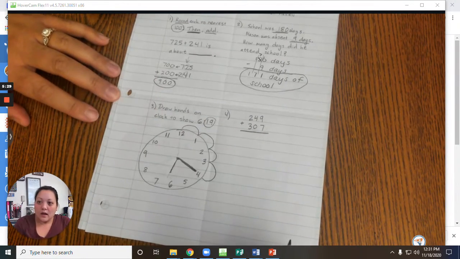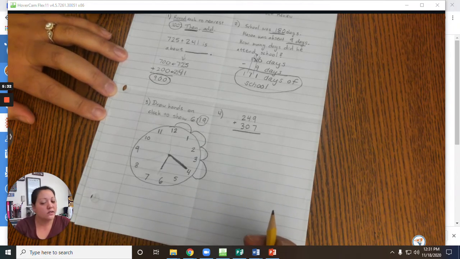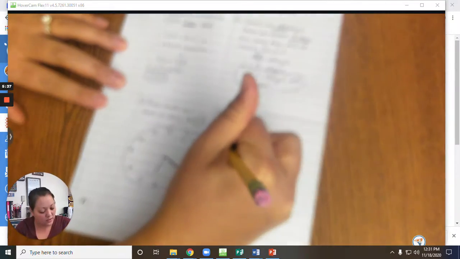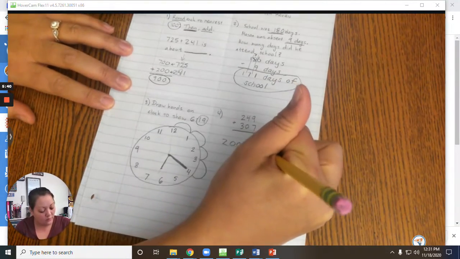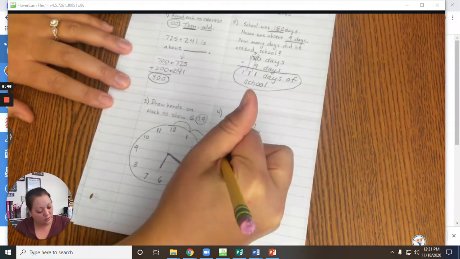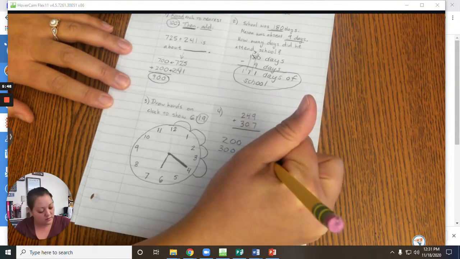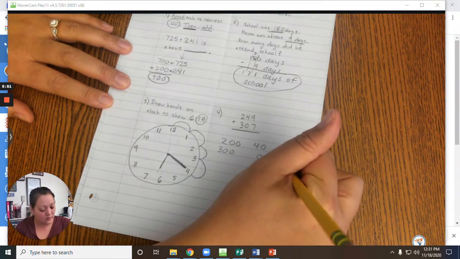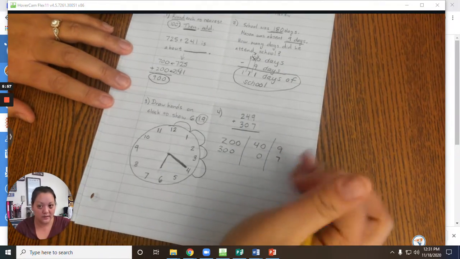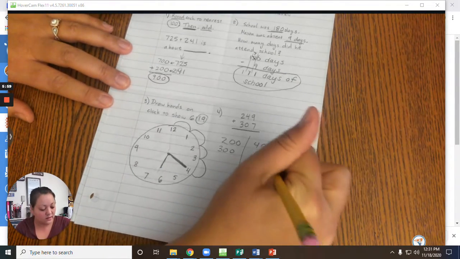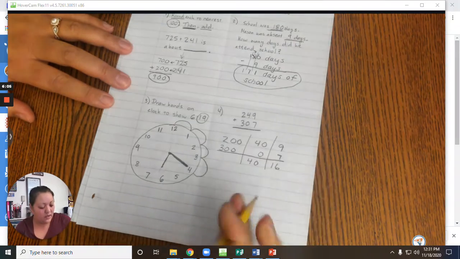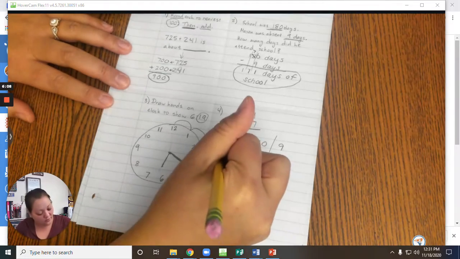Hopefully that made sense. Okay, 249 plus 307. So I love the break apart method. So I know that 249 is really 200, 40, and 9. And I know that 307 is really 300, 0, and 7, right? So this is expanded form. So now I can go ahead and add these things. So 9 plus 7 is 16. That's an easy one I can do. 40 plus 0 is 40. And 200 plus 300 is 500.